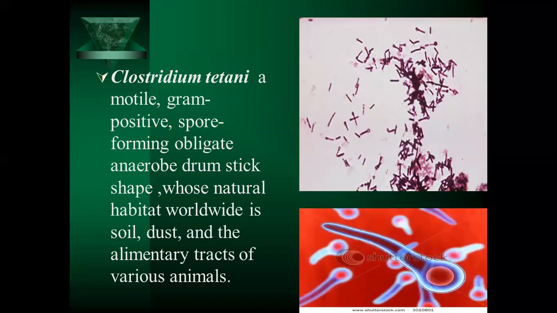It's a motile, gram-positive, spore-forming, obligate anaerobic, drumstick-shaped bacillus, whose natural habitat worldwide is soil, dust, and the intestinal tracts of animals. So this looks like a drumstick in appearance.